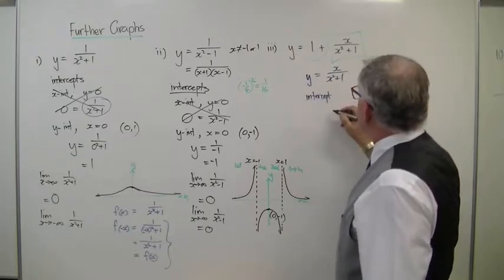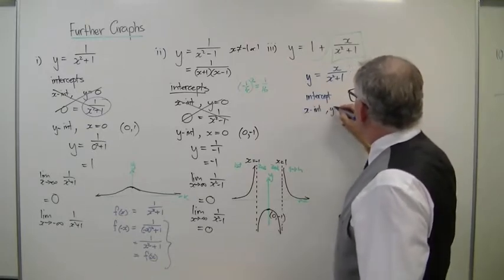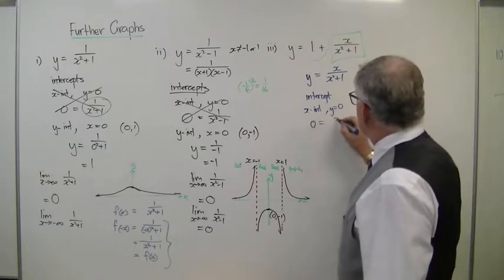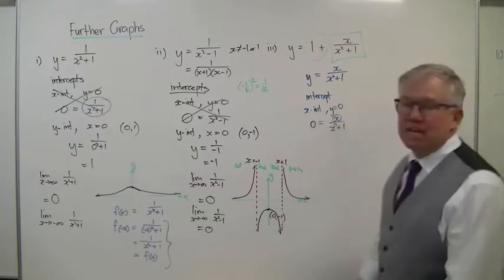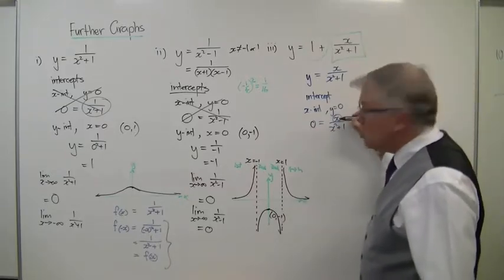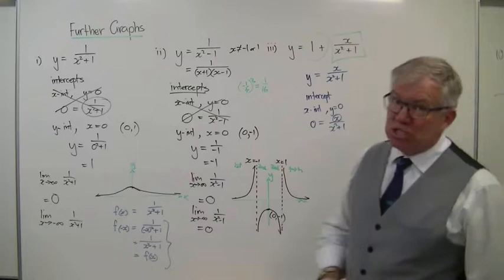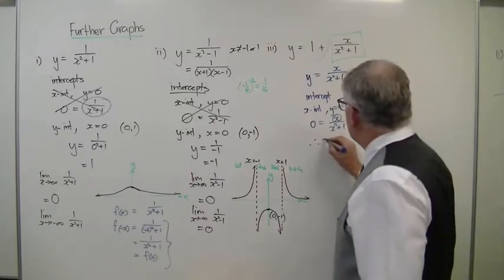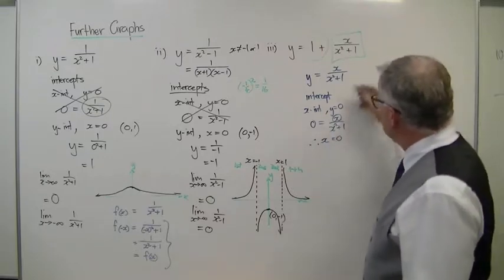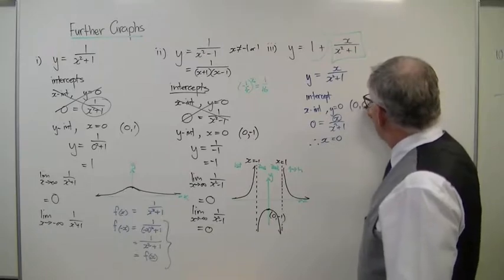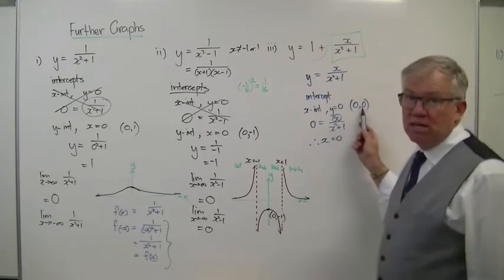For the intercepts, we'll go to the x-intercept first, which means y equals 0. So 0 is equal to x on x squared plus 1. Very clearly, if x equals 0, then the numerator will be 0, and so this whole function will equal 0. So when x equals 0, that is when we're going to have an x-intercept. At the point where x equals 0, y equals 0, our x-intercept is at this point right here.